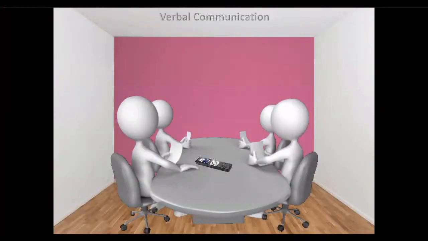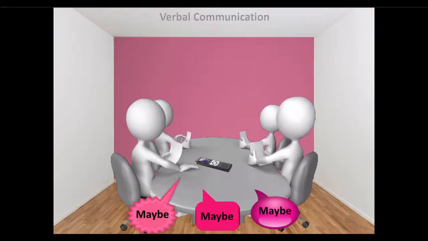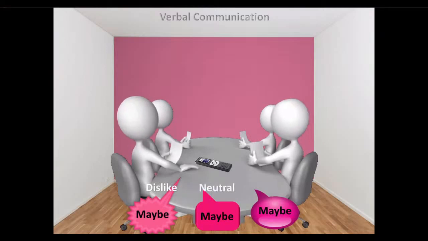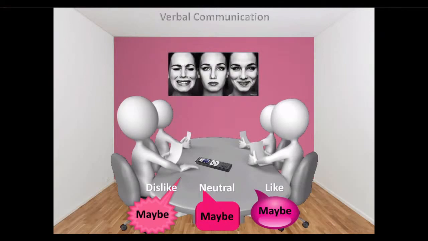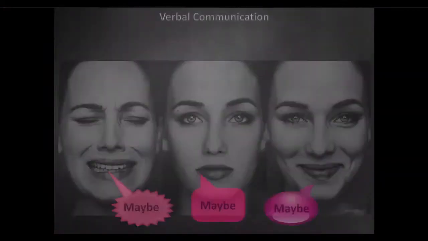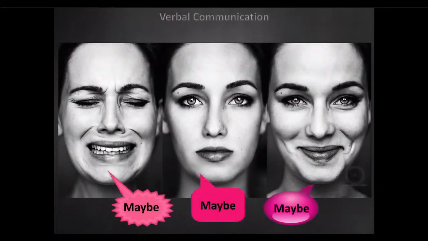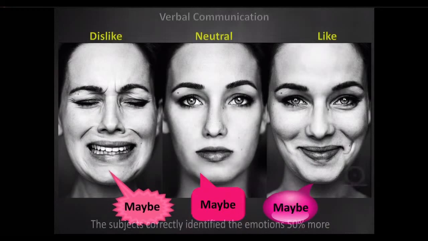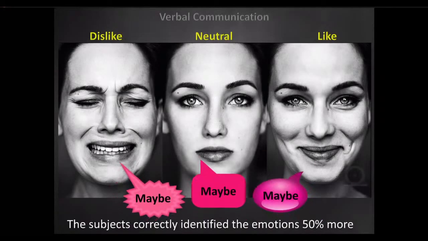Now, in the first experiment, subjects were asked to listen to the recording of a woman's voice saying the word "maybe" in three different ways to show dislike, neutrality, and like. They were also shown photos of women's faces that conveyed the same three emotions: verbal, vocal, and visual. They were asked to guess the emotions heard in the recorded voice, seen in the photos, and both together. And what's the result? The subjects correctly identified the emotions 50% more often from the photos than from the voice.